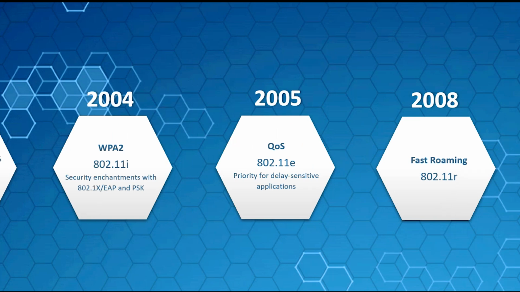Between 2004 and 2008, some major improvements happened, not in the physical layer, what I told you in the beginning, but concerning security. WPA2 was introduced. It's more than 20 years ago. Nobody should still be using WPA or WEP. We also had improvements for delay sensitivity, which was important for applications such as video streaming and audio calls, and then also fast roaming was introduced for devices which were moving.